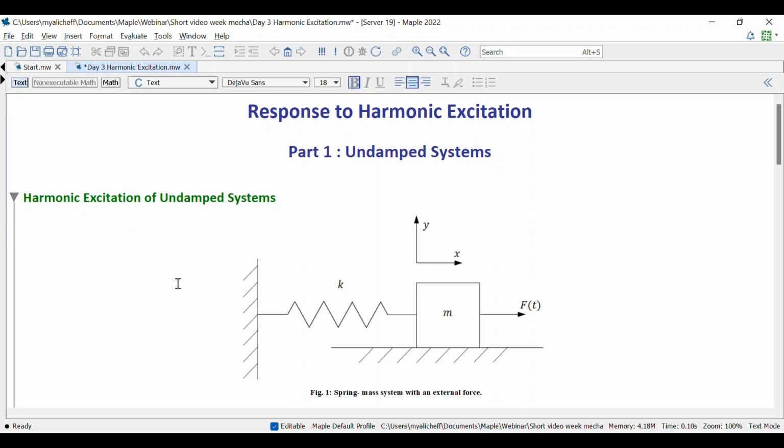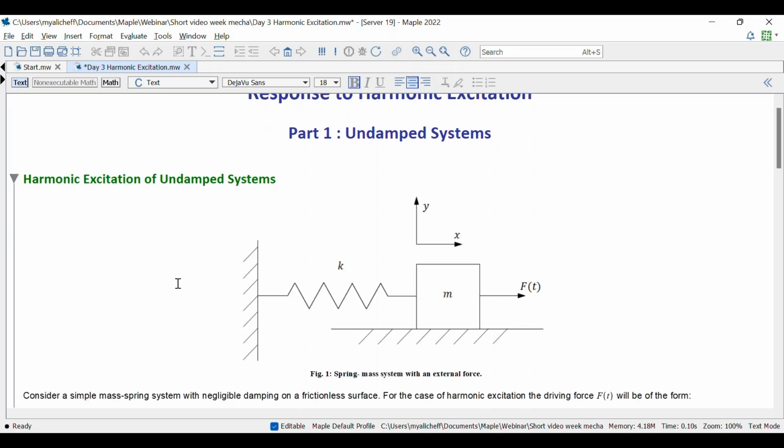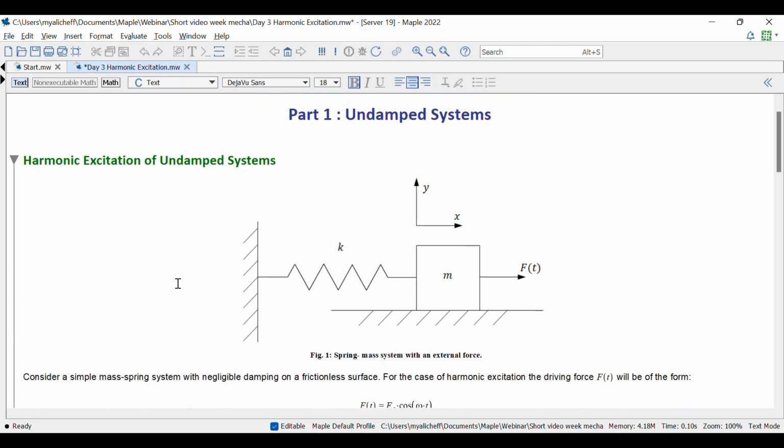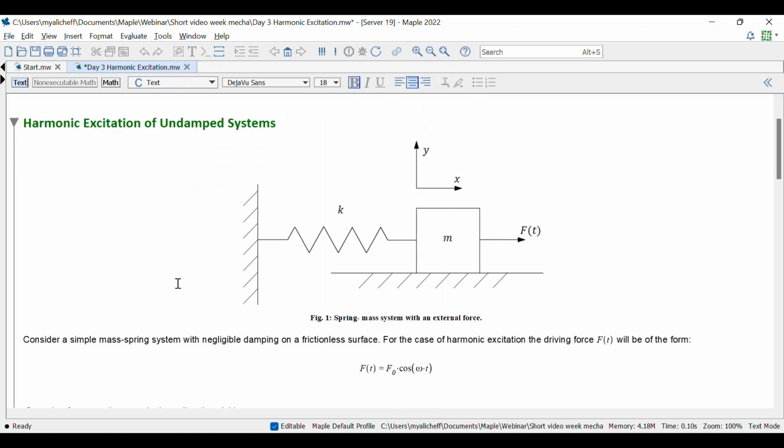So as I said here, we are working again with a simple mass spring system. We have negligible damping on a frictionless surface. And here, because we're looking at harmonic excitation, the driving force F of t will be of this form. So we can see we have the mass, the spring, and here the driving force.